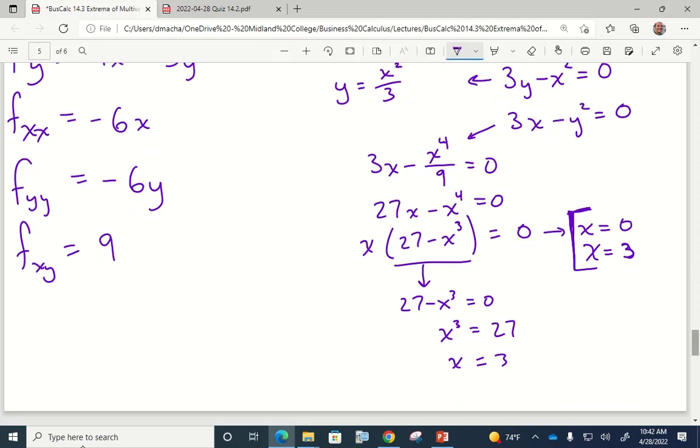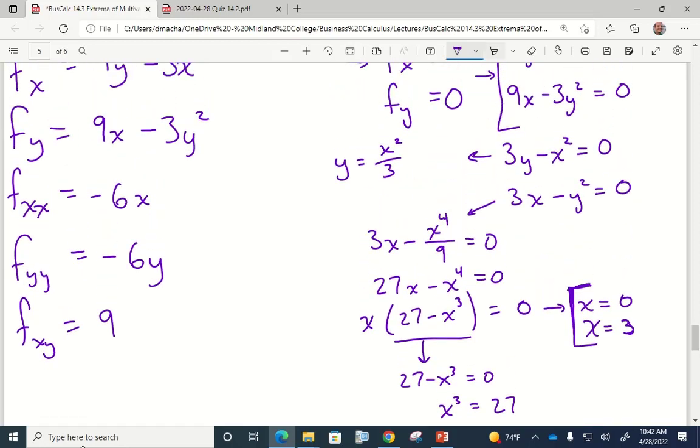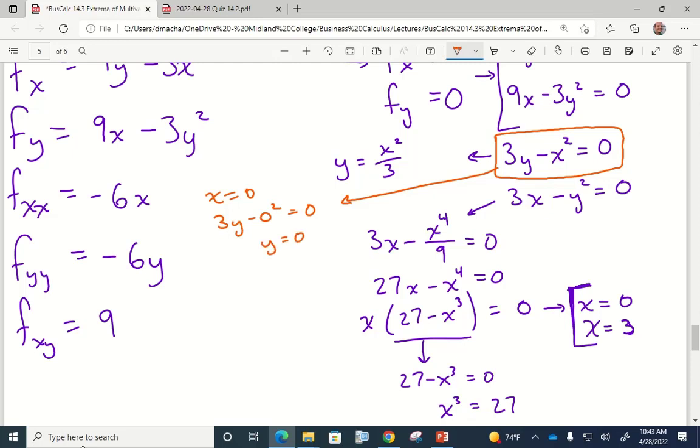I haven't found my y's yet, and that's because I was solving by substitution. So let me take this first equation again, and I'll plug in x is equal to 0 to get 3y minus 0 squared equals 0. And that tells me that y has to be 0. So let me write that out. When x is equal to 0, y has to be 0.